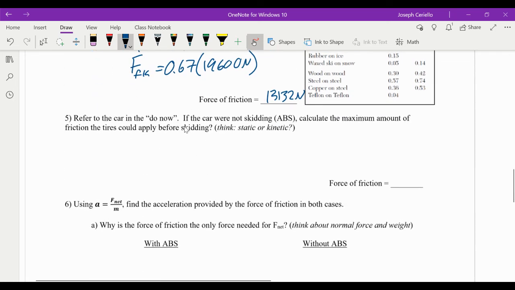So again, referring to the same car, now it's not skidding. What's the maximum amount of friction the tires could apply before skidding? So that's going to be static friction. We're going to use that threshold. This is that threshold, like just before it begins to skid. So that 0.85 is from the chart. And this comes out to be 16,600 newtons.